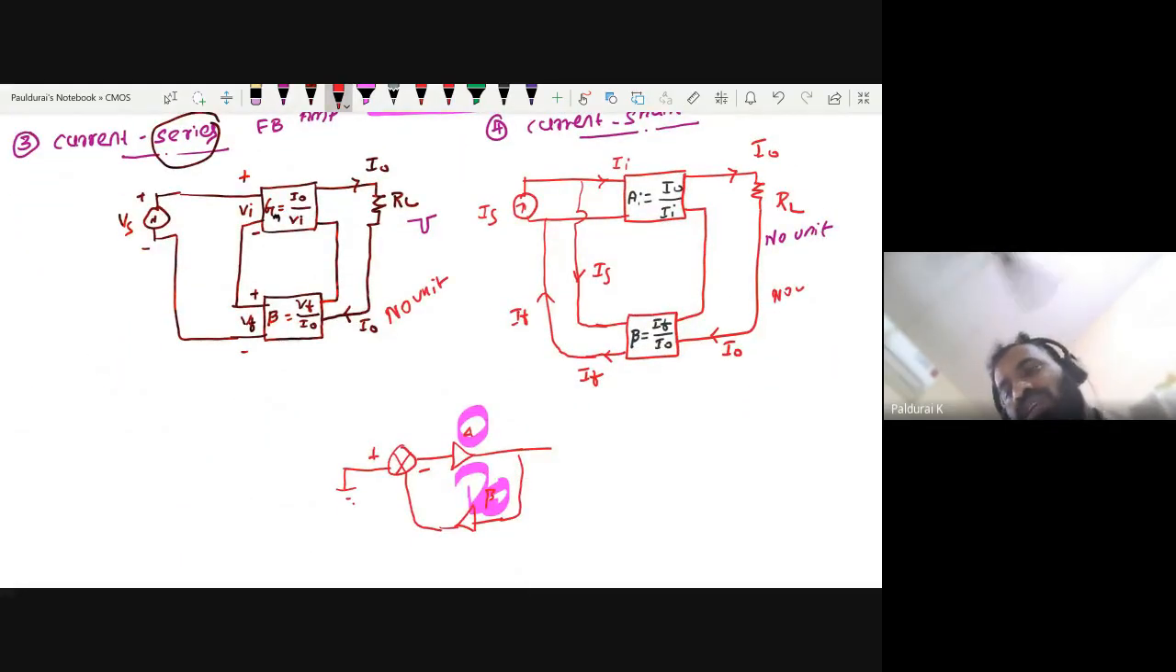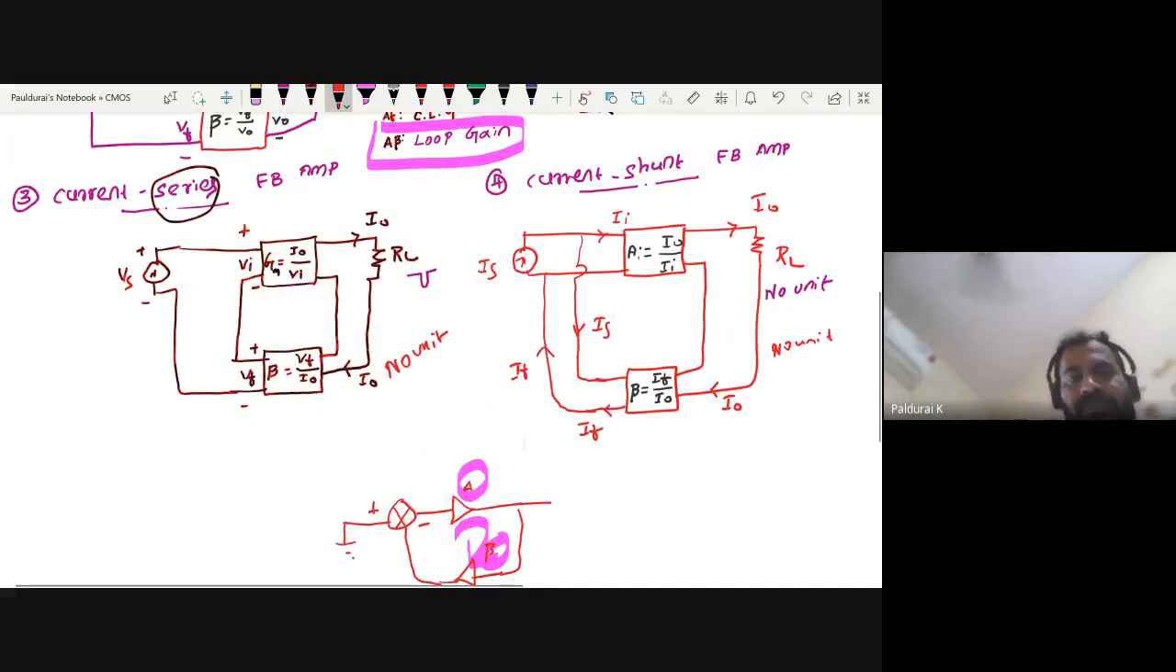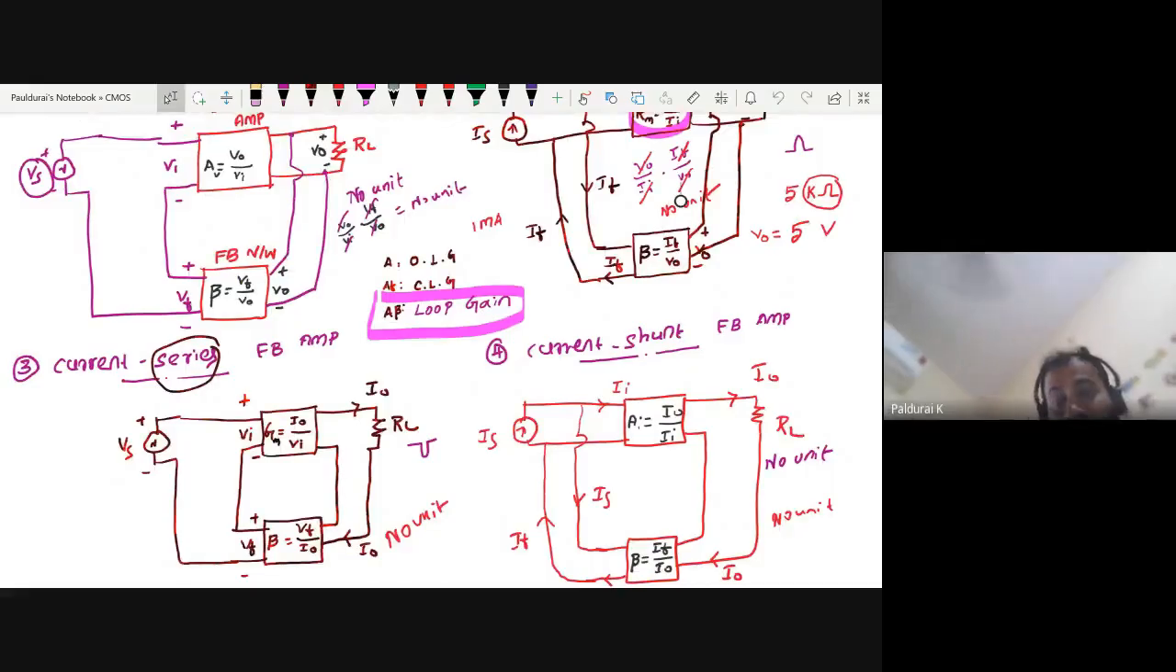So the conclusion: the unit of loop gain is no unit. It's unitless irrespective of feedback topologies. But the unit of gain is different, based on these feedback topologies. That is the conclusion. Please make sure you know this, as it is a common exam point and very important.